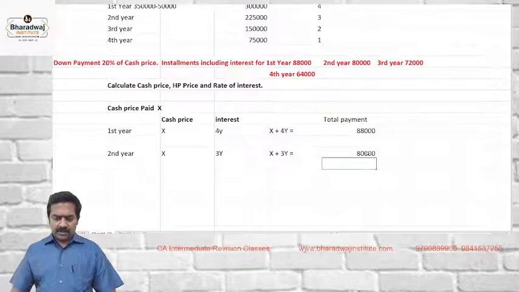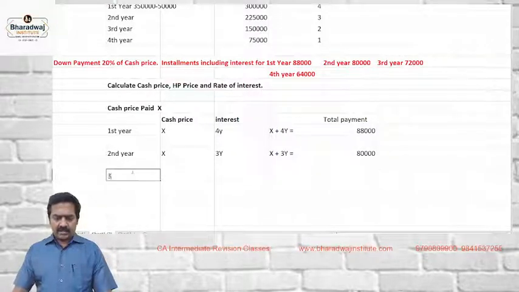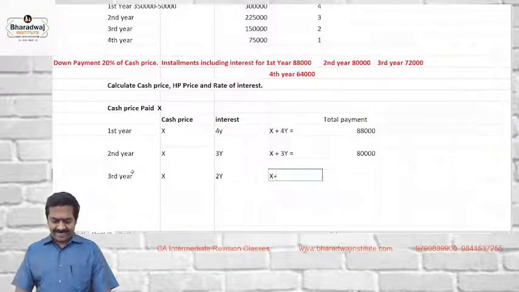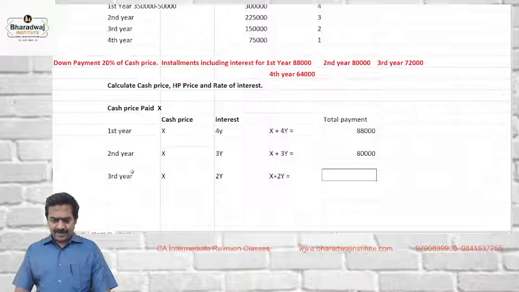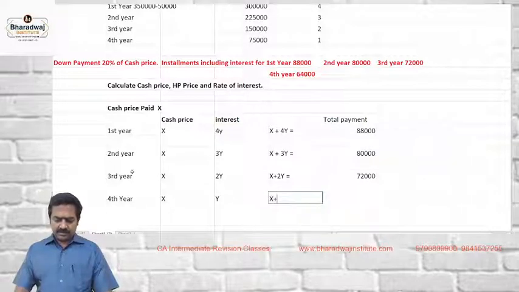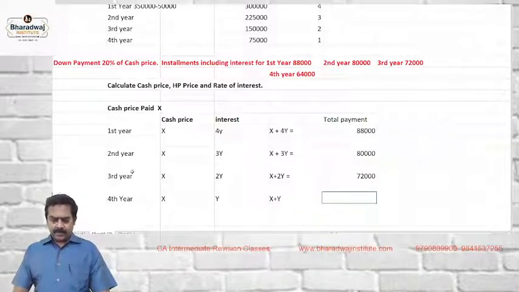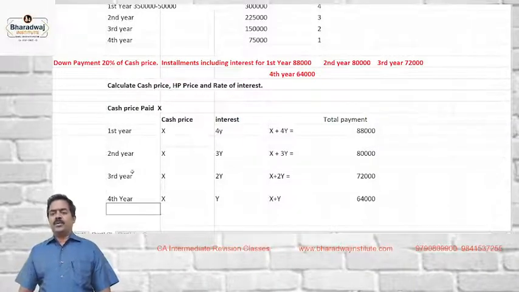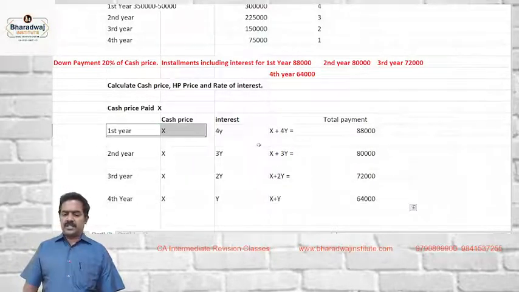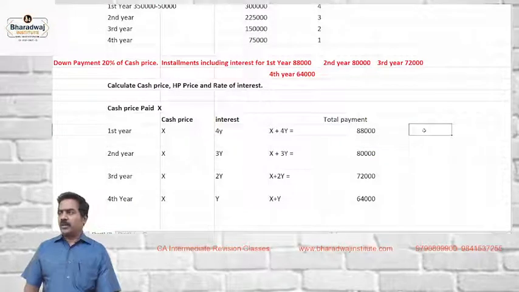Like this you can make out for the third year: x plus 2y, which is 72,000. The fourth year, the last year of payment, is x plus y, which is 64,000. See, you take any 2 years and solve, you will get the value. Take the third and fourth year, or the first and second year, and you get the values of x and y.